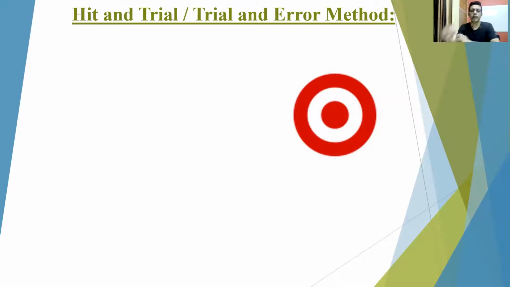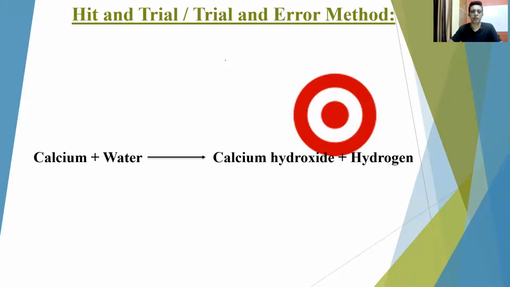If it does not hit the target, you have to take the ball and throw it again. That is the method that we use here, that is the trial and error or hit and trial method. If you try, you may hit, you may not hit. But if you don't try, you are not going to hit the target. Right? So we'll try to balance some chemical reactions which are given in the book.